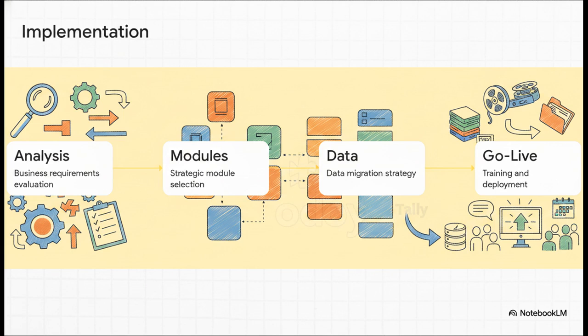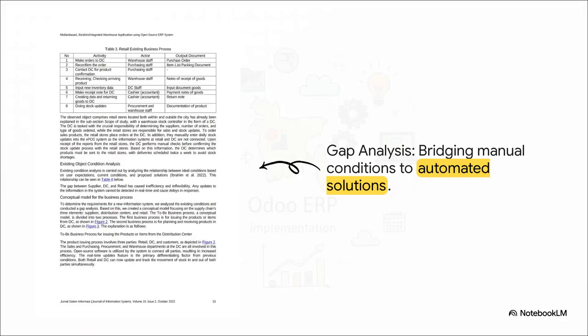Step 3 is the heavy lifting, data migration, which is where you pull all your numbers out of older systems like Tally or Excel. And finally, Step 4 wraps it all up with structured training and your actual go live. Now, if you're wondering why you need to go through all this trouble, just think about the gap between how things are right now and how they should be.